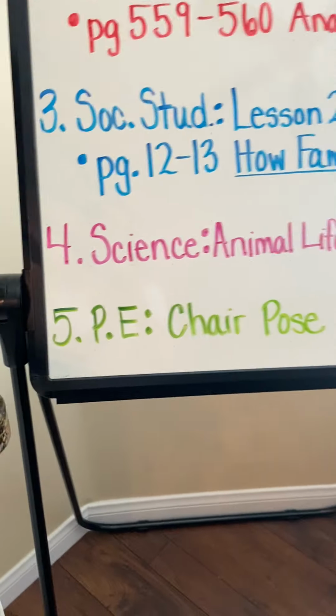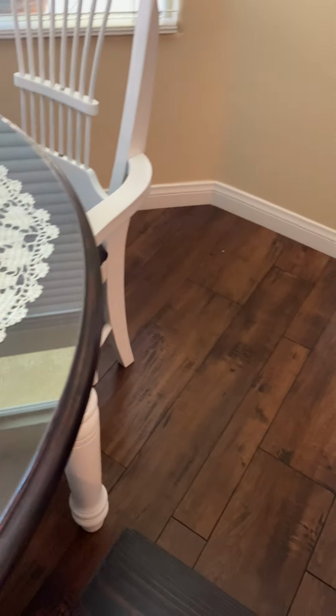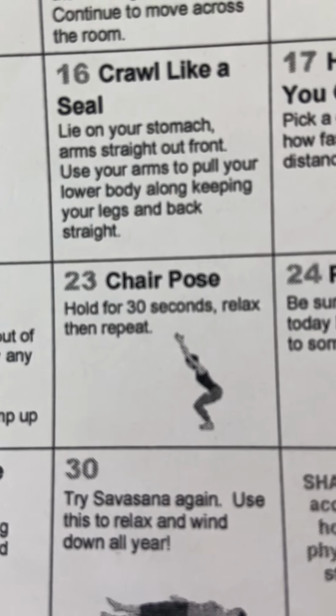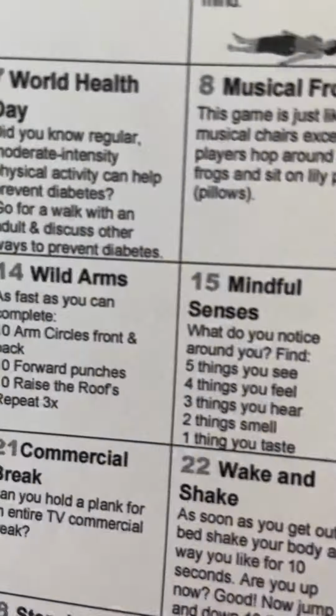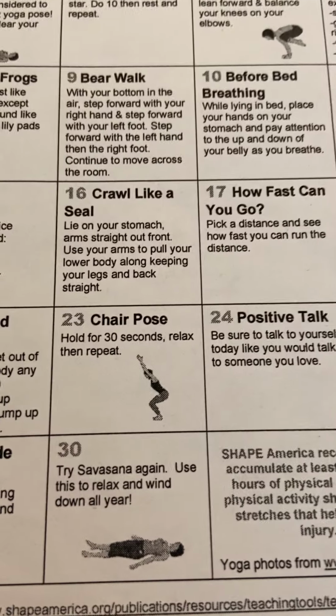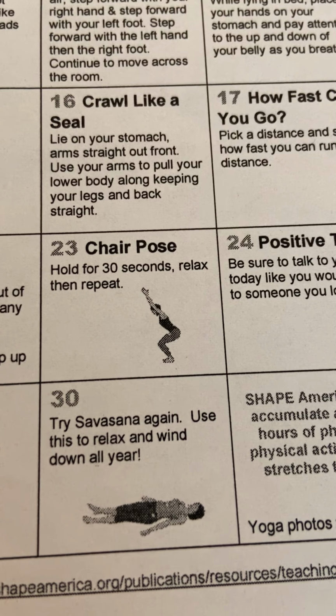All right. The last thing for today, guys, is our PE. And for PE today, we have the chair pose. And I have Emily who's going to help me with that. Emily, let me grab my PE calendar. And today's the 23rd. There it is. There's a chair pose. It says hold for 30 seconds. Let me put this down, guys, because I can't keep a steady hand. There it is. Hold for 30 seconds, relax, then repeat.